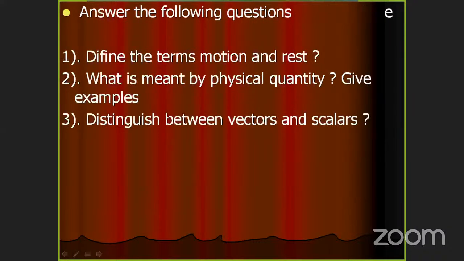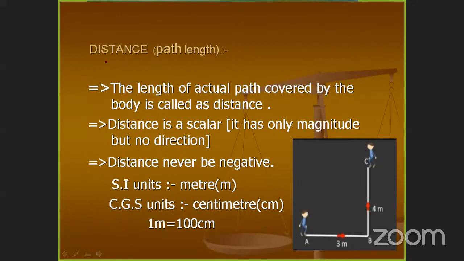Next topic is distance. Distance is also known as path length. What is the definition of distance? The length of the actual path covered by the body is called distance.